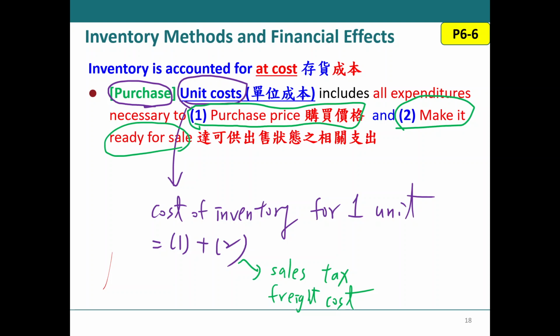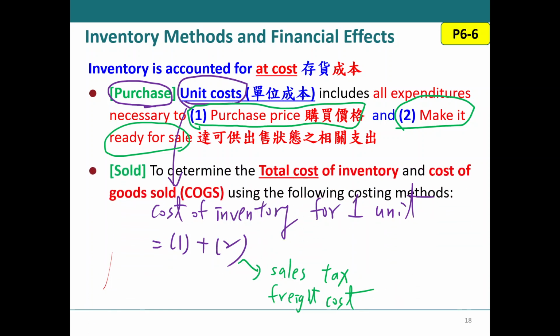1 plus 2. But every time you buy the inventory, is the unit cost always the same? Is the cost of inventory for 1 unit always the same price? No. Sometimes if today you buy the coffee, maybe $20. Two days later, you buy the coffee, maybe $30, right? So the problem is when we buy the inventory, sometimes the unit cost, 1 plus 2, is not the same, okay?